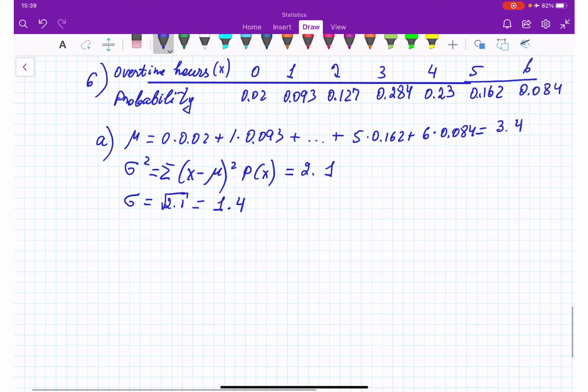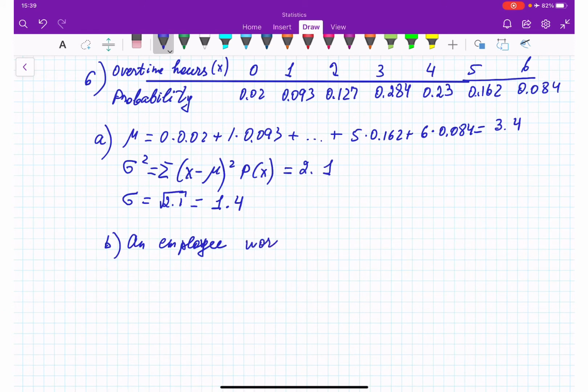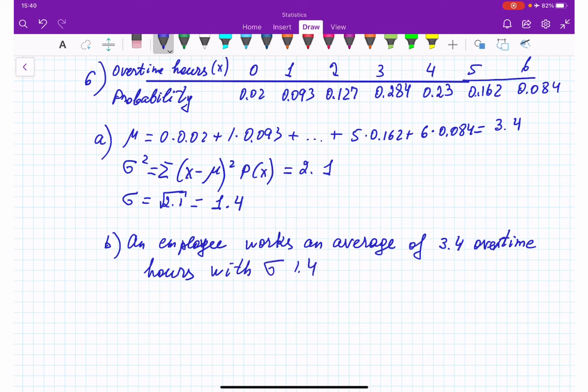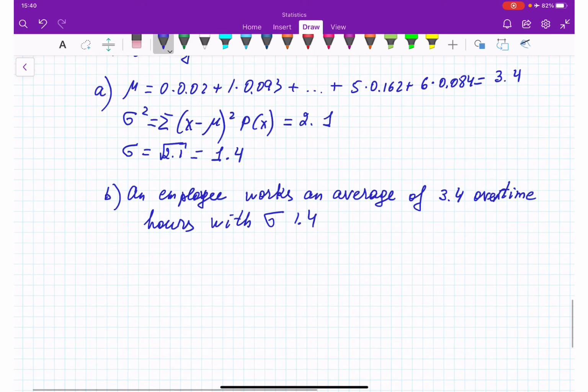All right, and as a B, we can say that an employee works an average of 3.4 overtime hours, about 4 overtime hours, with standard deviation 1.4. Okay. Question number 7.